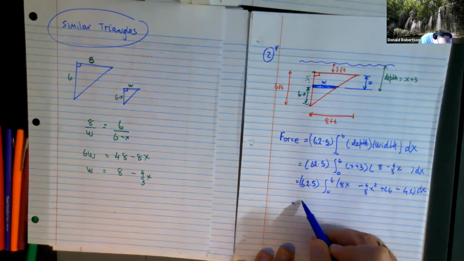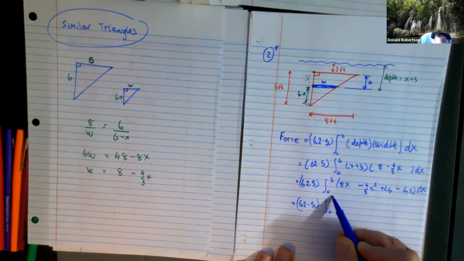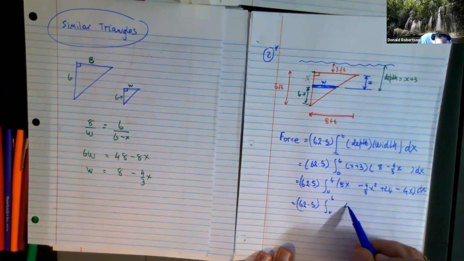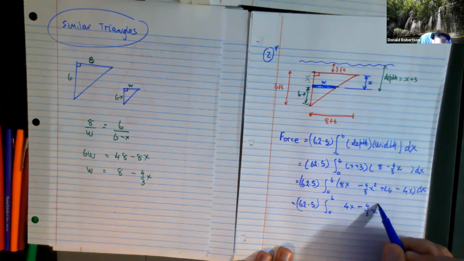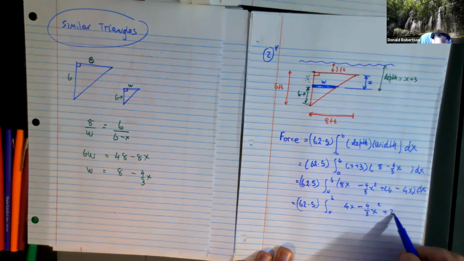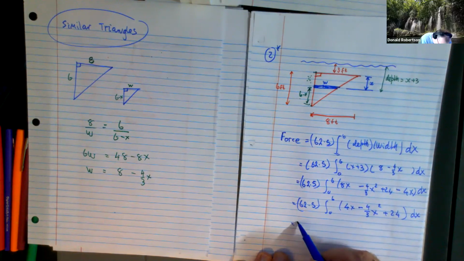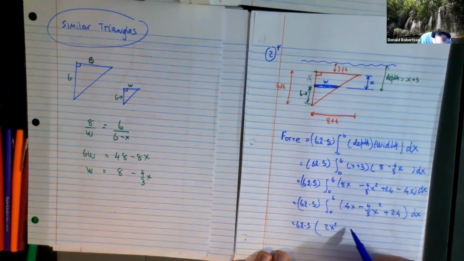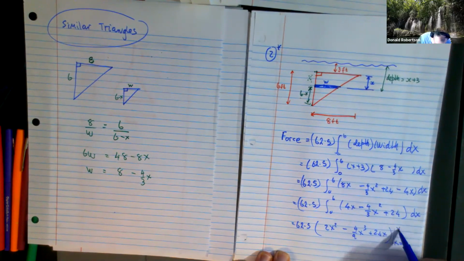So that becomes 62.5 times the integral from 0 to 6 of 4x, take away 4/3 x squared plus 24. It's going to be 2x squared, take away 4/9 x cubed, and plus 24x, evaluated at x equals 0 to x equals 6.